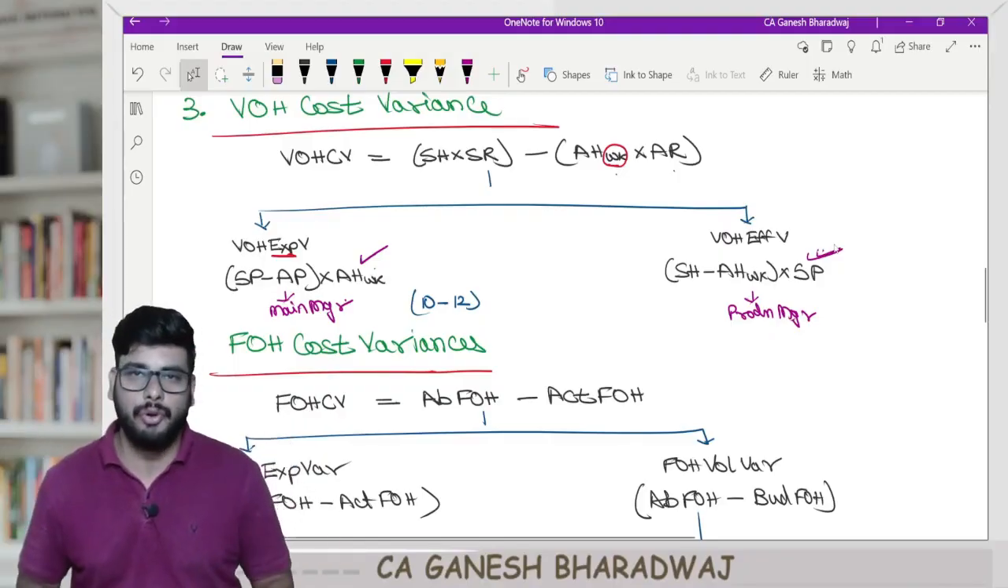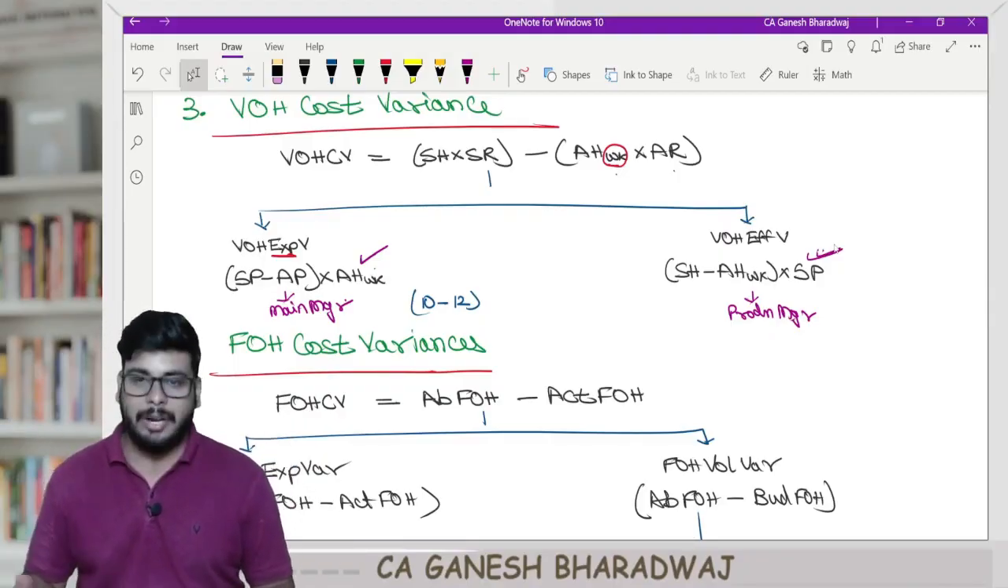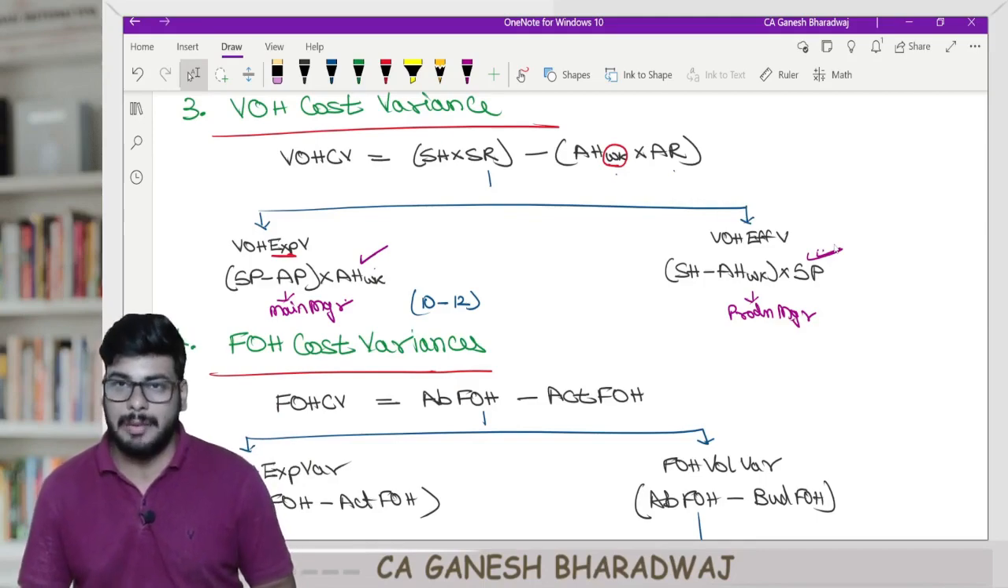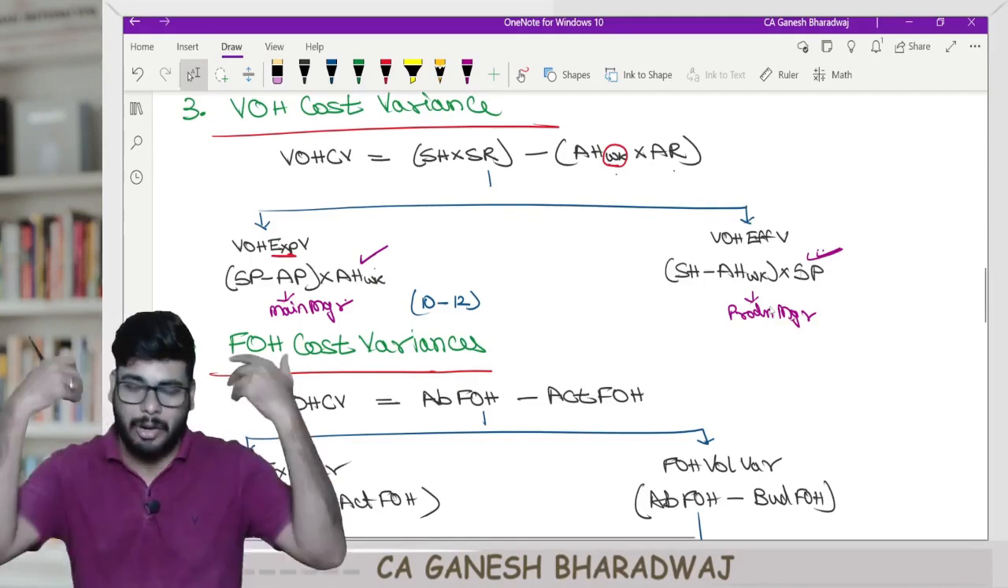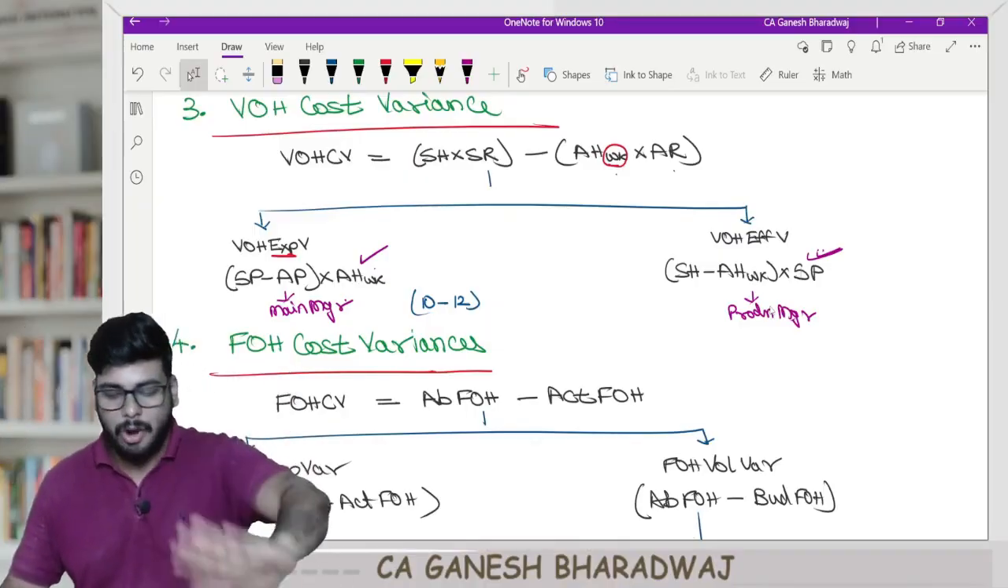Now, where will you go wrong? You tell me. Clear with this, guys? Now, that is the entire story about variable overhead cost variance. Here, efficiency variance is not further classified into mix and yield. That concept itself is not there. Only it stops here.